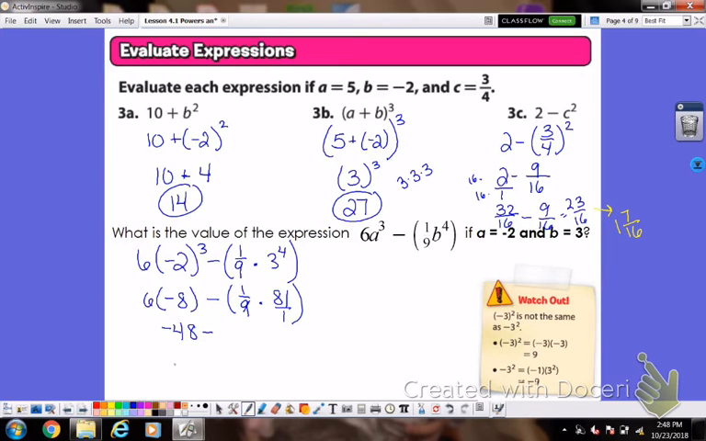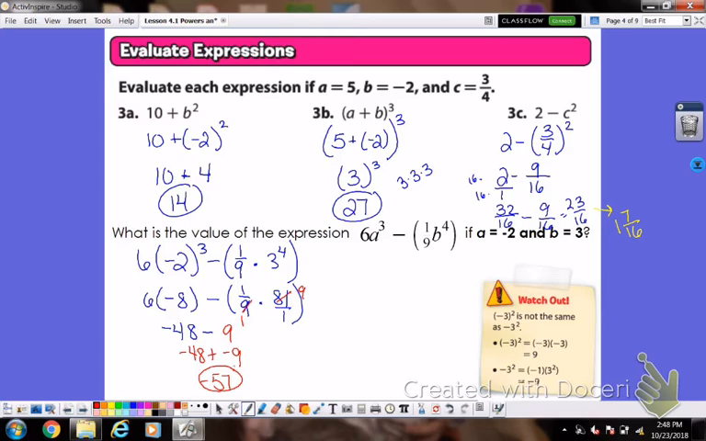Okay, well, I know I can reduce here. I have a 9 in my denominator. 9 divided by 9 is 1. 81 in my numerator. 81 divided by 9 is 9. So 1 times 9 is 9, 1 times 1 is 1. So 1/9 times 81 is just 9. Again, you'll have your calculators to do some of these steps. And then -48 minus 9, so -48 plus -9, both negatives. So final answer of -57.